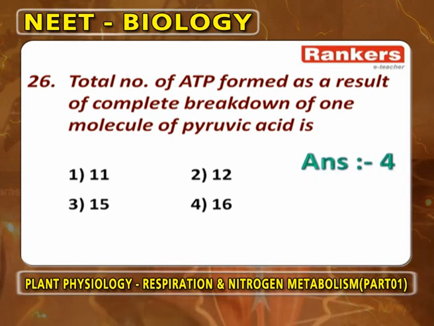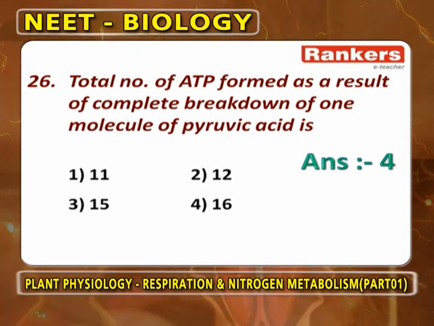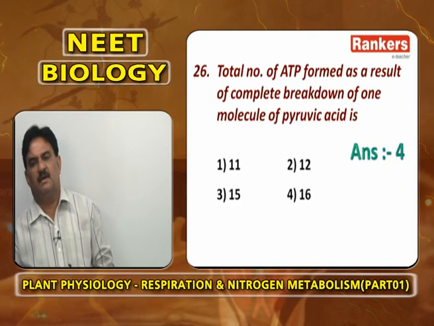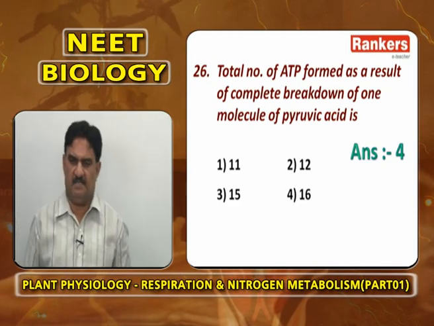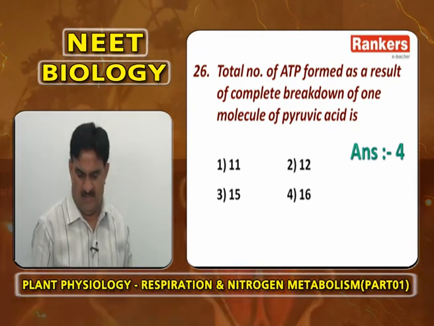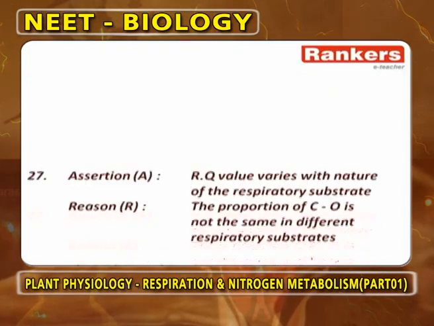Total number of ATP formed as a result of complete breakdown of one molecule of pyruvic acid. How many ATP molecules are formed when the Krebs cycle and electron transport take place? It is equivalent to 16 ATP.